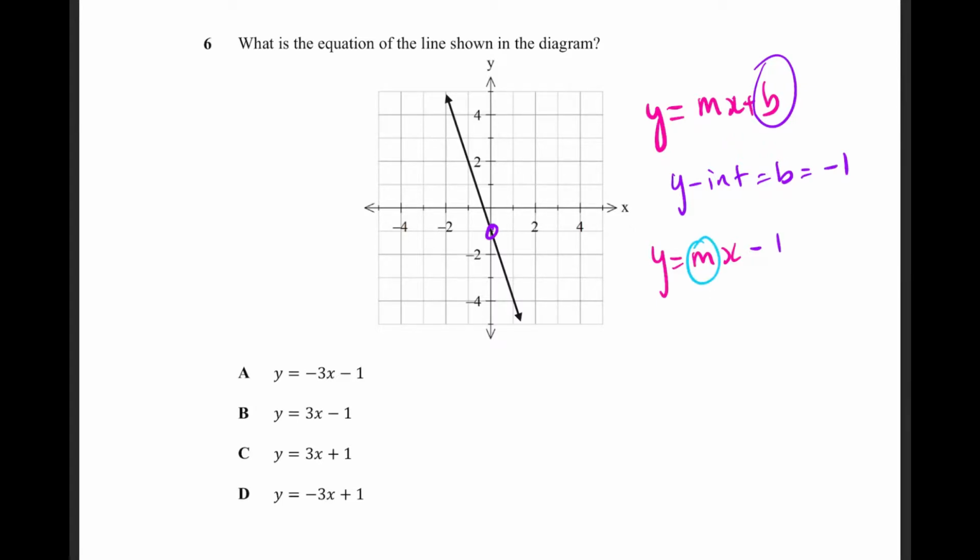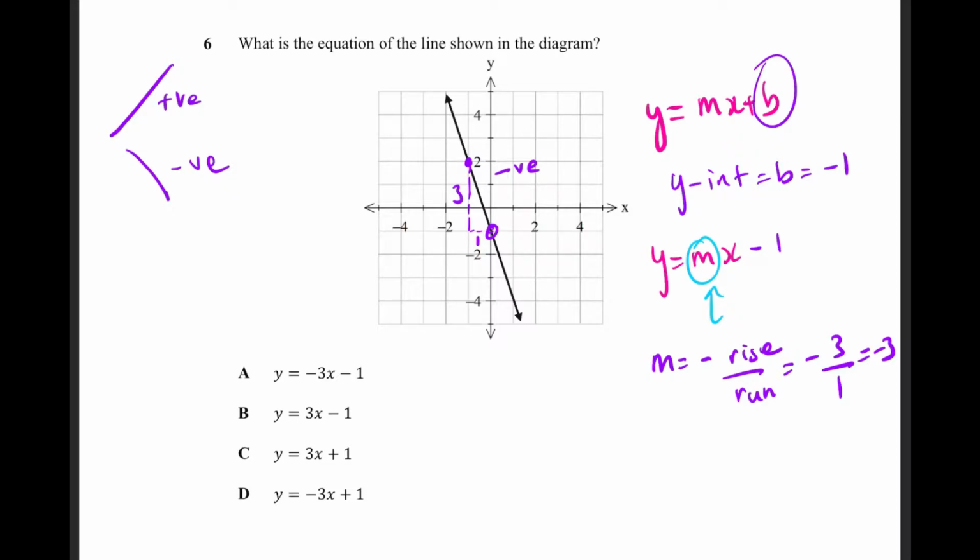Now I need to determine the gradient. I'm going to choose 2 points that lie on this line, and there are an infinite possibility of points that you can choose, but I'm going to choose the easiest ones. And what I mean by easiest is points that I can 100% confirm they pass through. So I actually will use my y-intercept, and I'll use this one here. I'll draw up a little triangle, and I can see that my rise over here is 3 and my run is 1. Another thing I can determine is that this is negatively sloped. Remember this way is positive and this way is negative. So my gradient in this example is definitely going to be a minus your rise over your run. So it's minus 3 over 1, which is minus 3. So therefore my equation is y = -3x - 1, which is A.